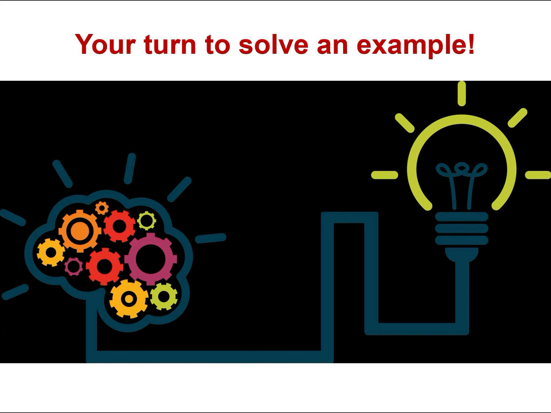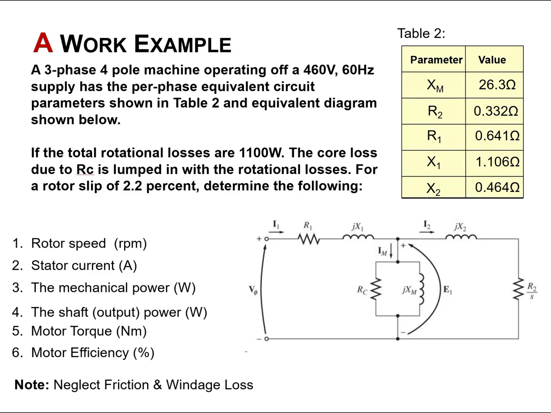Okay, so now it is your turn to solve an example. Let's read the question together and then I'll give you some time to solve the example in pairs. So you are given a 3-phase 4-pole machine operating off a 460 volts and 60 hertz supply. Has the per phase equivalent circuit parameters shown in table 2 and the equivalent diagram shown below. So this is the equivalent diagram of the circuit.